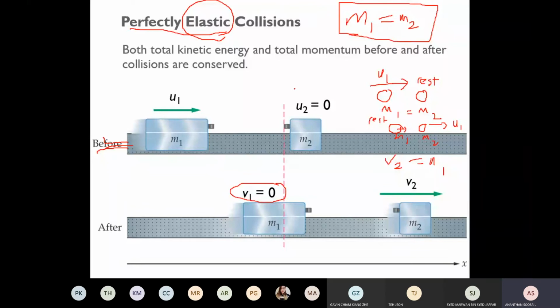If a collision is elastic, which rarely happens, you can't even hear a sound when it collides. No sound, no heat generated. Then it could be an elastic collision.